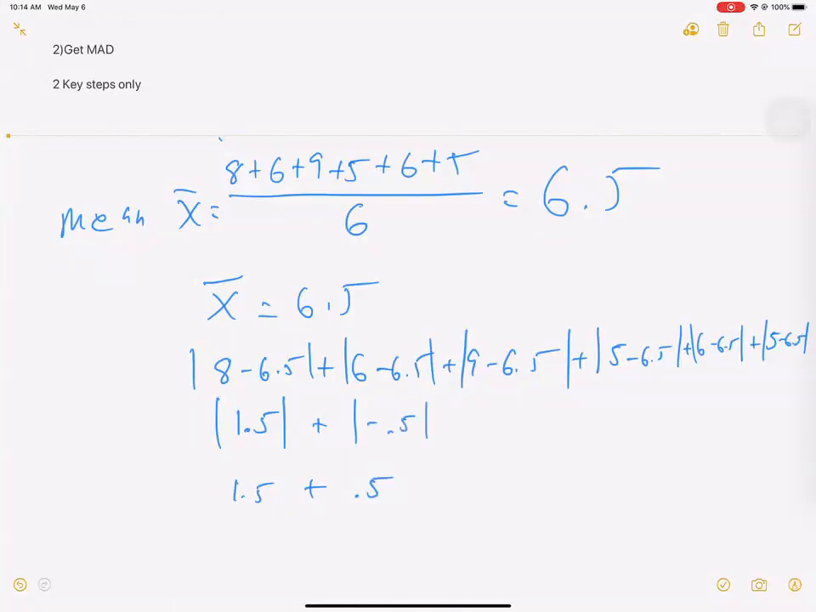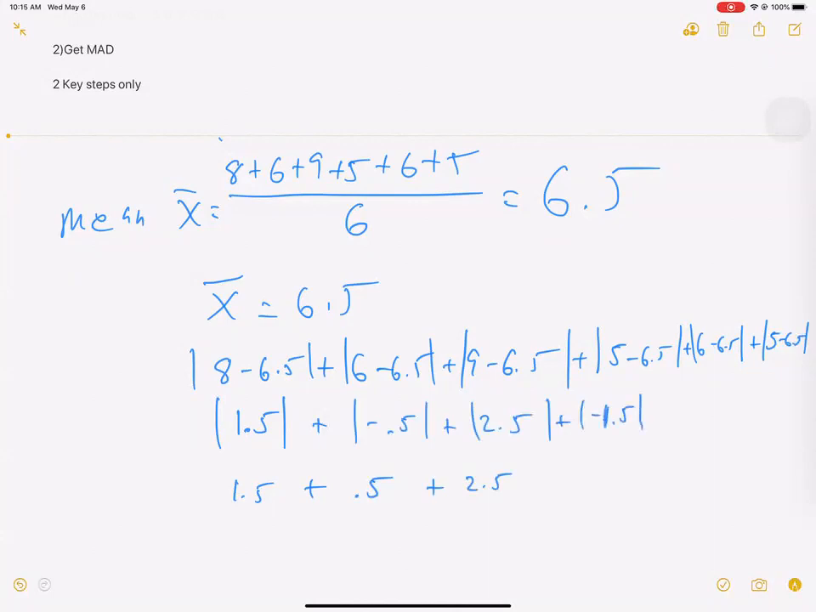Next one, 9 minus 6.5. How far is 9 from 6.5? That's going to be 2.5, a little farther, right? That's like the farthest value from the average. And it's positive already, so we leave it alone. Next value, plus 5 minus 6.5 gives me a negative 1.5.